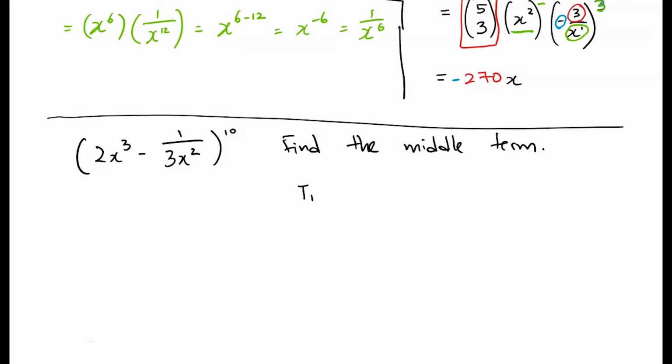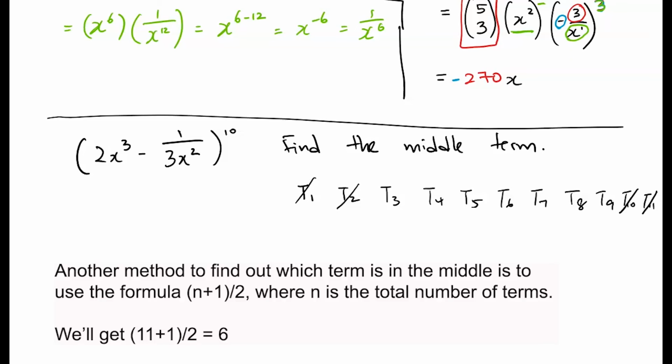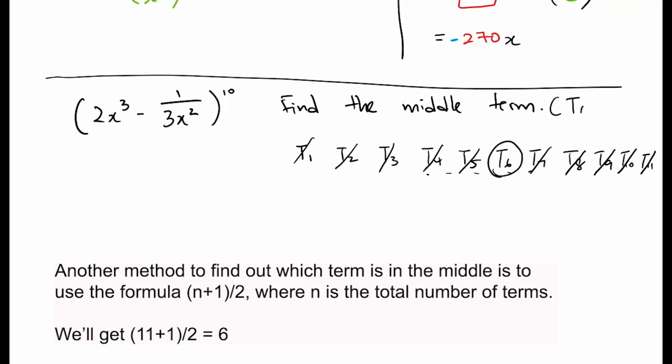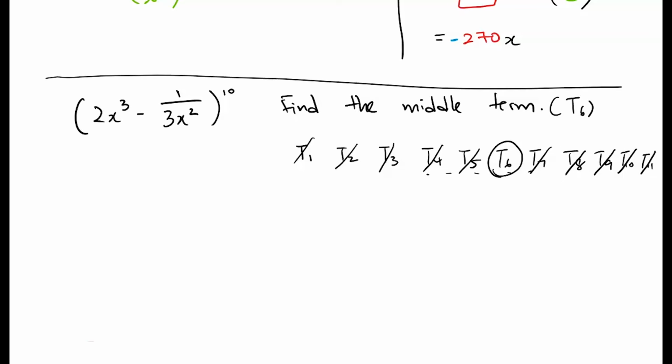I'm going to have the first term, the second term, the third term, and all the way until the 11th term. So which is the one in the middle? These two extremes, let's cancel them off. These two, these two, these. The middle term is T6. So let's do that. We know that T6 is equal to T5+1. That tells me my r is equal to 5.